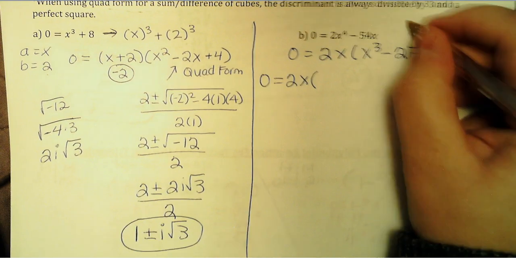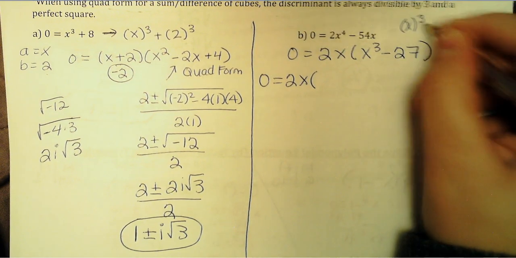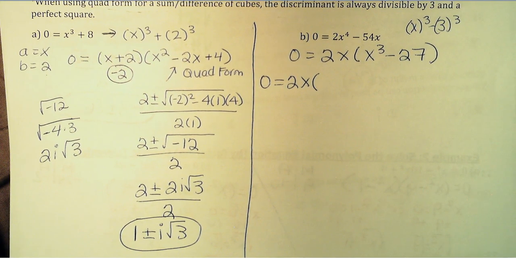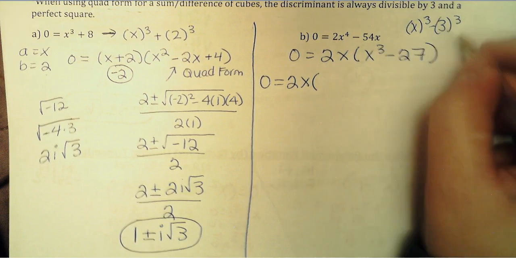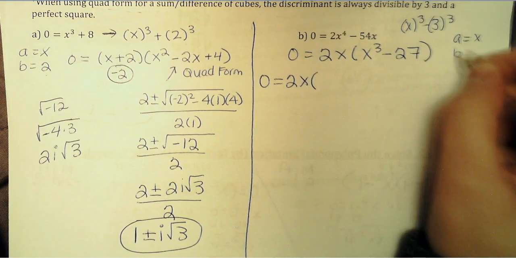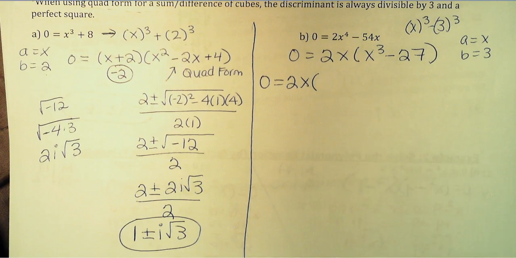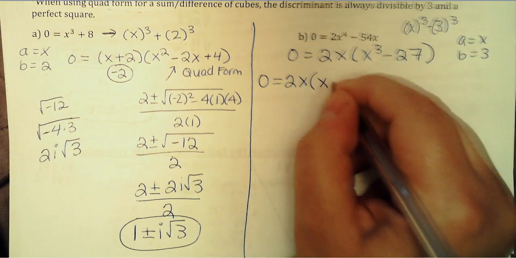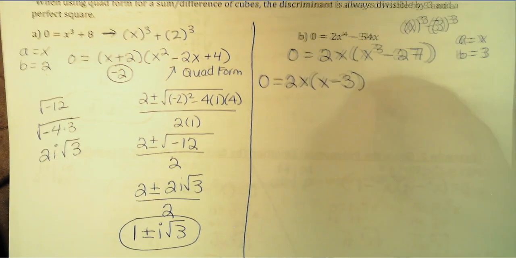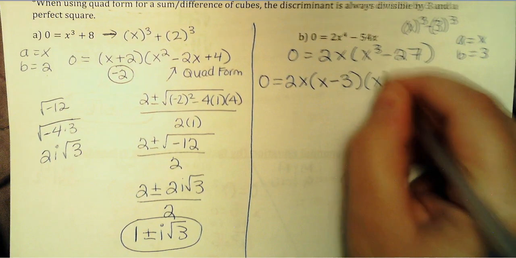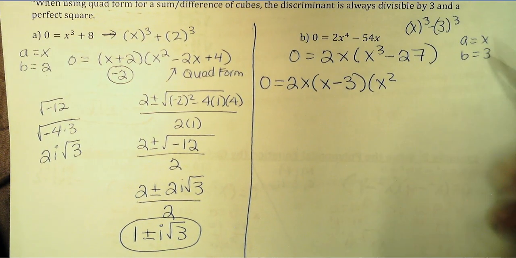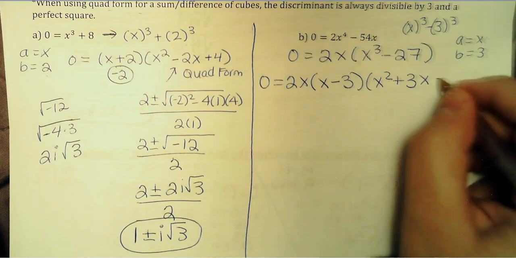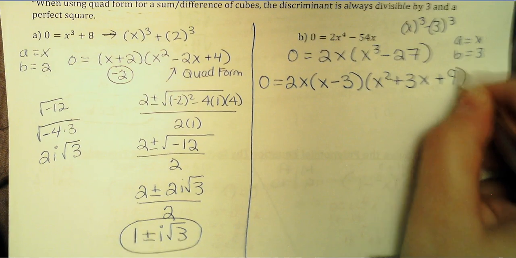Here I could rewrite this as x cubed minus 3 cubed. So when I'm using those factoring formulas right above for sum and difference of cubes, here a is going to be x and b is going to be 3. So I'm just going to write that in the factored form to help me answer this question. So this would be a minus b, so it's going to be x minus 3. Then it's a squared, so it'll be x squared, and then plus a times b, so plus x times 3 I would write as 3x, and then plus b squared, so 3 squared is 9.